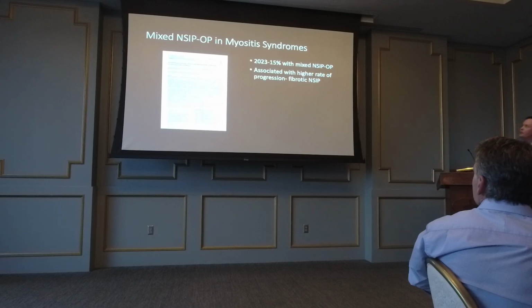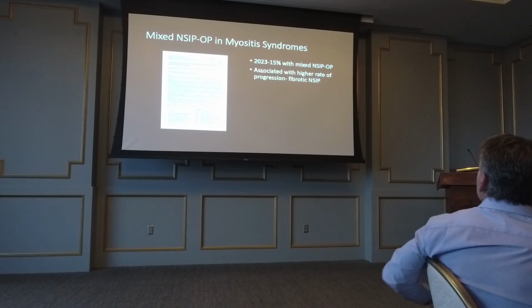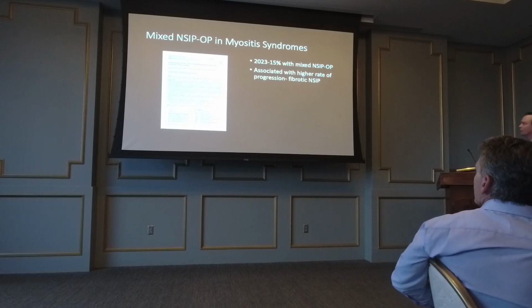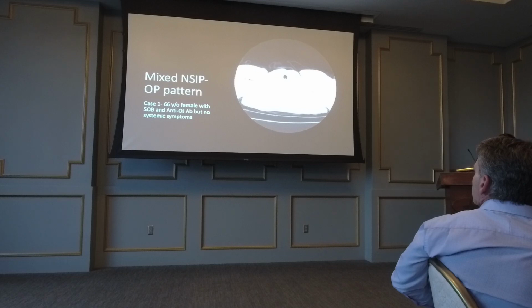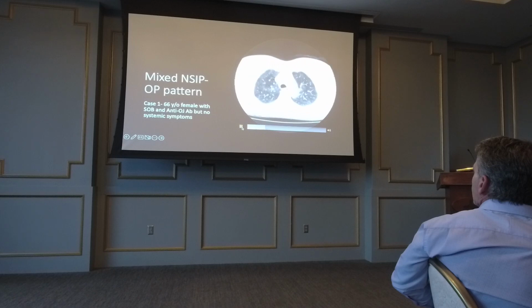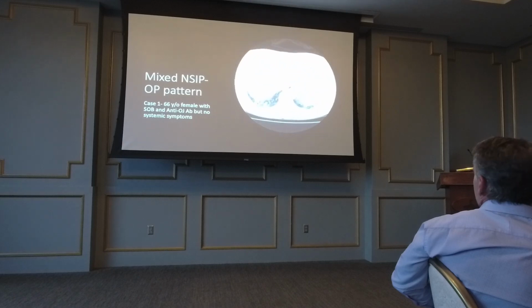Third one, 2023, this is the most recent, and just that this particular pattern was also associated with progression of the disease as well. So it's useful as a prognosticator as well in this subgroup. But I'm going to show you some examples here. So this is mixed NSIP, a 66-year-old with shortness of breath with anti-OJ antibody, but they had no systemic symptoms.